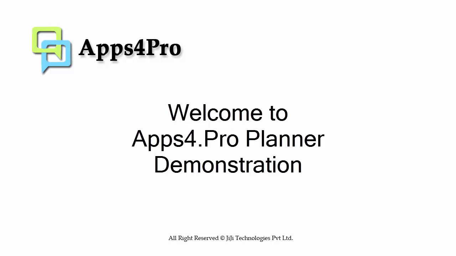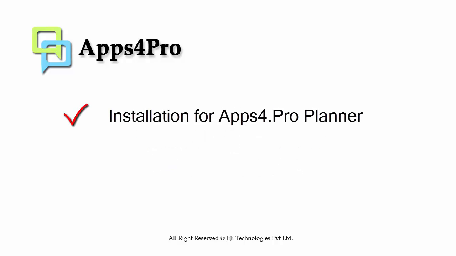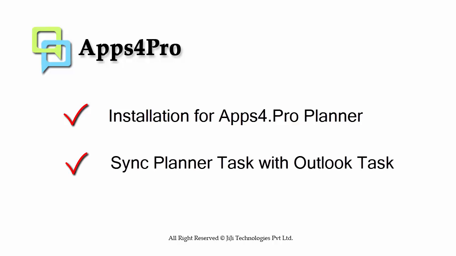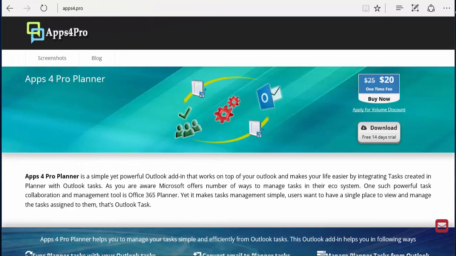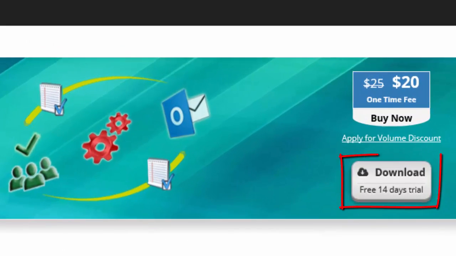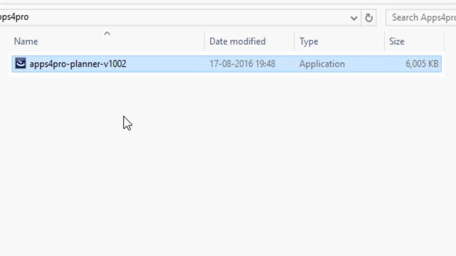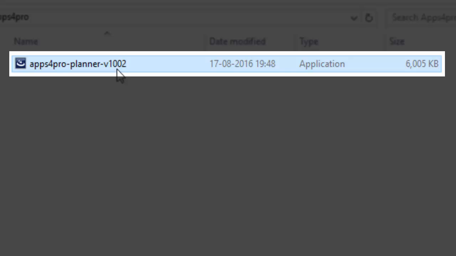I'm going to demonstrate to you today the installation and use of the Apps4Pro Planner Outlook add-in, a simple Outlook add-in that helps you to sync your planner tasks with your Outlook tasks. You can always download our latest version of Apps4Pro Planner from our website, which is available for a 14 days free trial. So let's see how we can install Apps4Pro Planner now.